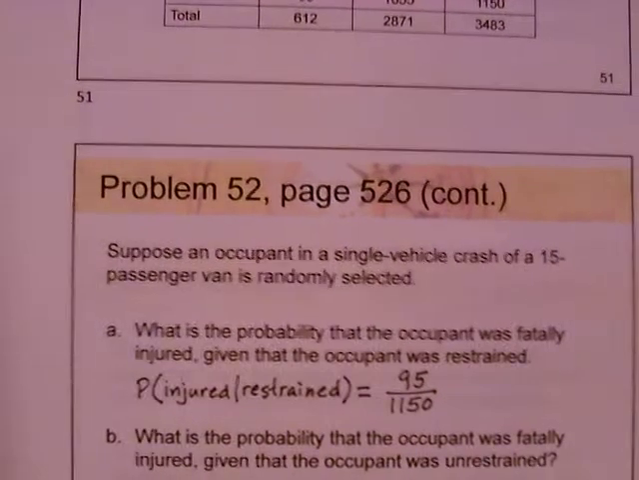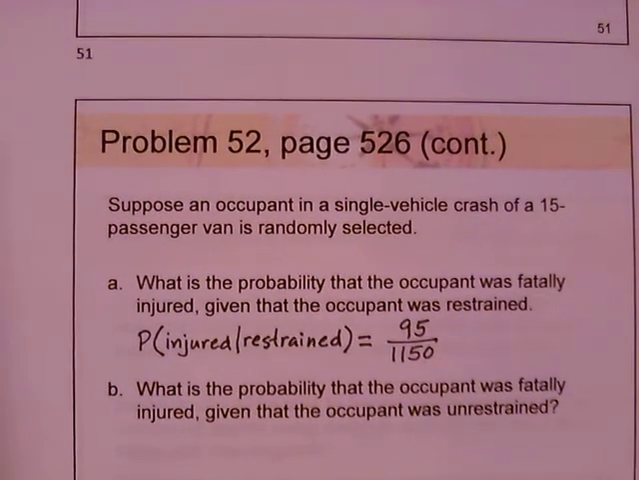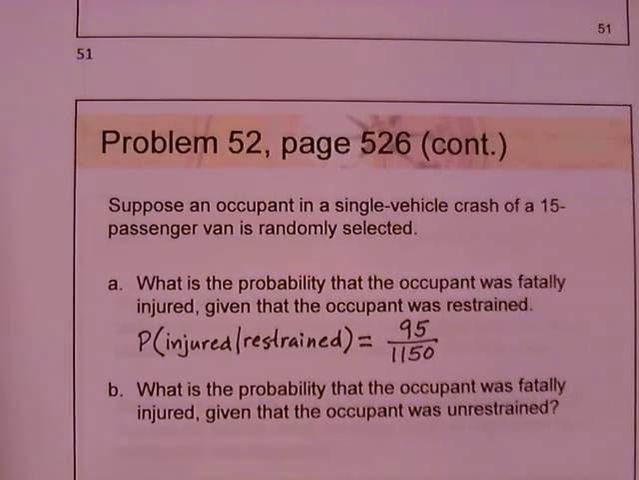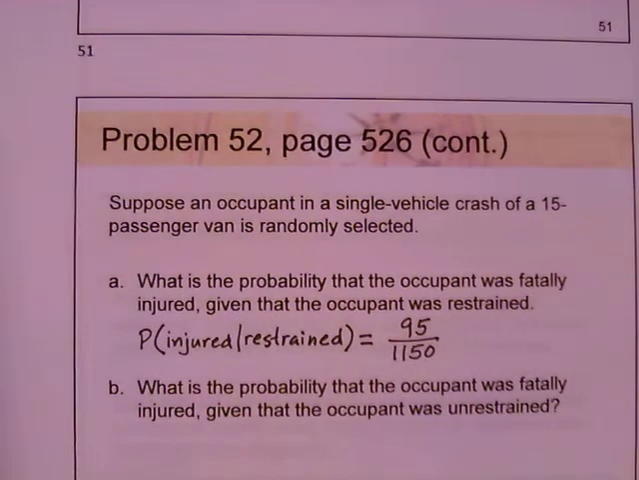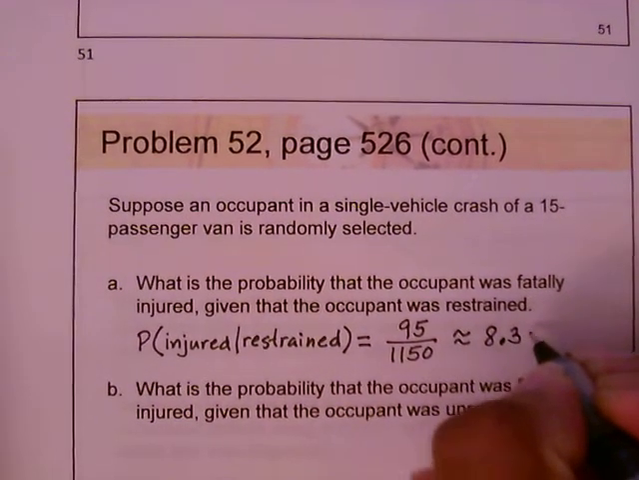So the probability that the occupant was fatally injured, given that the occupant was restrained, would be 95 over 1150. And let's say I want that as a percent. I'll do 95 divided by 1150 times 100. Let's see, this will be approximately 8.3%.